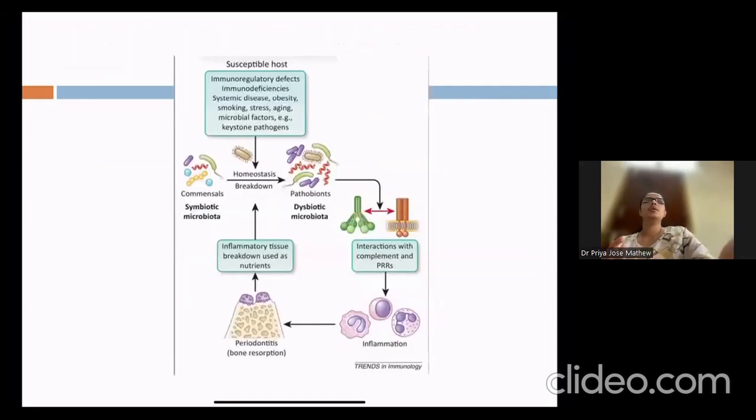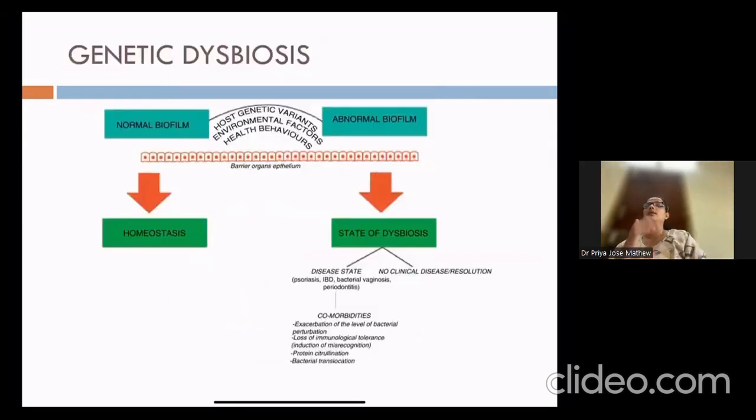Okay, now this is again the figure showing the symbiotic microbiota, and when there is dyssymbiotic microbiota, what changes are occurring and how it will lead to periodontal disease. Now, this is one of the recent concepts, genetic dyssymbiosis. This is again a concept, not a model.